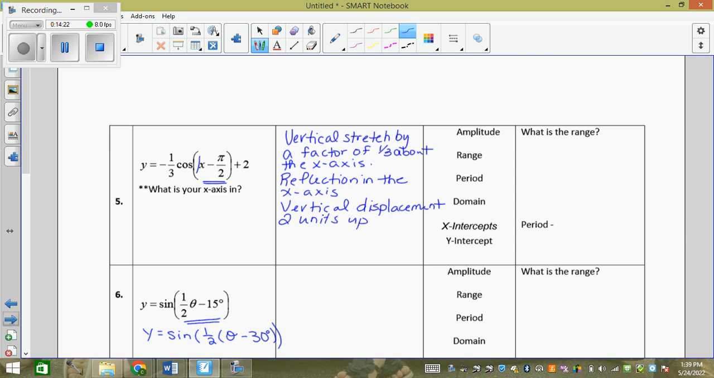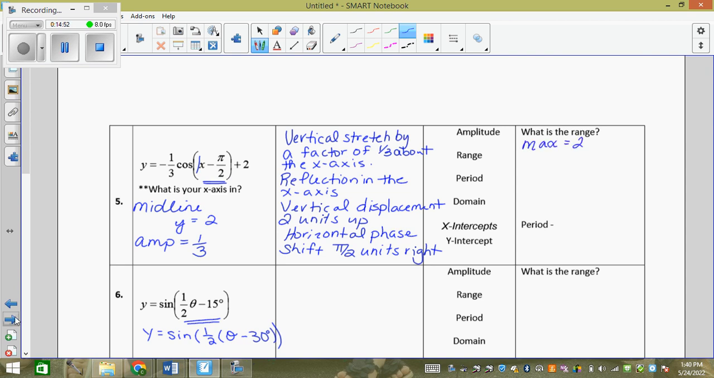And a horizontal phase shift of π/2 units right. Our midline is still based off the d. Midline y = 2, and my amplitude is still off my vertical stretch, which is 1/3. So my maximum is going to be d plus my amplitude, which is 7/3. And then my minimum is d minus my amplitude, which is 5/3.